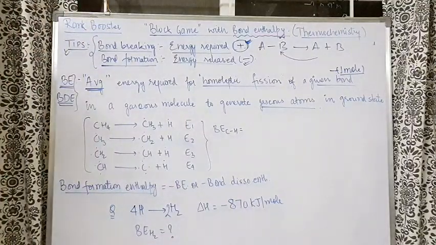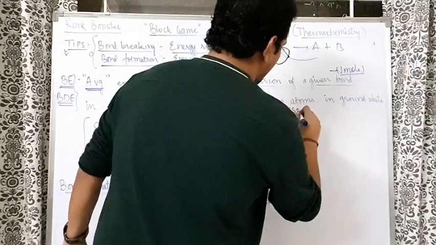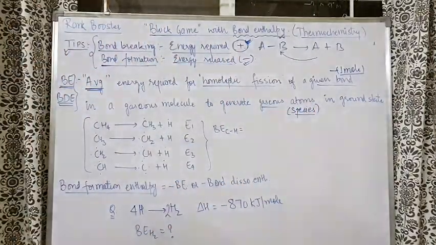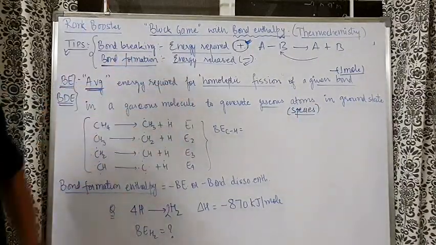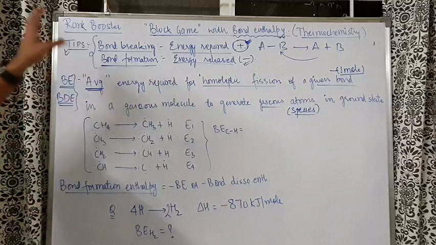state. So when the molecule becomes atoms, or we can also call them species, sometimes species are also formed which are not actually atoms, but some intermediate species. So the average energy required for homolytic fission of a given bond in a gaseous molecule to generate gaseous atoms or species in the ground state is the bond enthalpy. Sorry, the definition is very big, what to do?